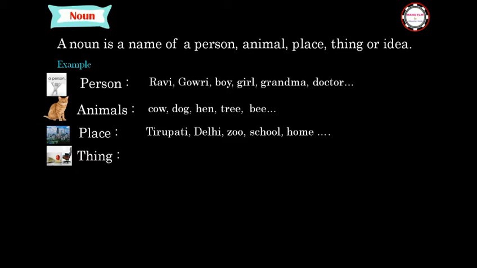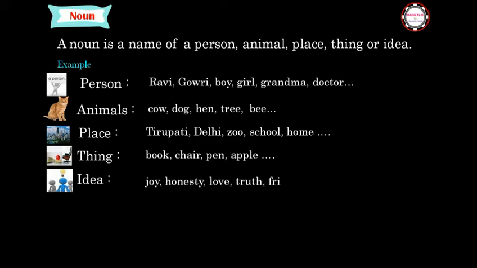Next, things. Things are objects: book, chair, pen, oven, like that. An idea. Ideas are joy, honesty, love, truth, friendship, freedom, so many.